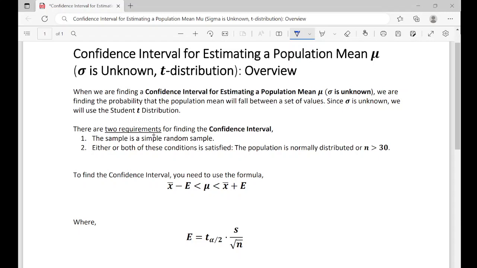And there are two requirements for finding the confidence interval. First, the sample is a simple random sample. And two, either or both of these following conditions are satisfied: the population is normally distributed, or n is greater than 30.